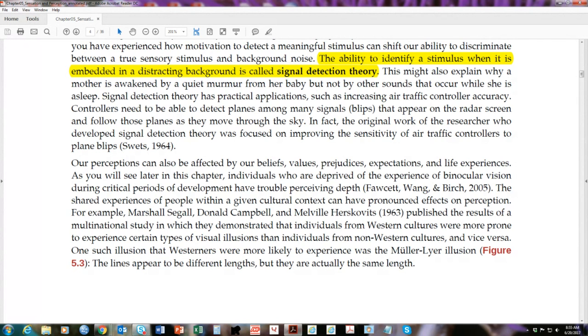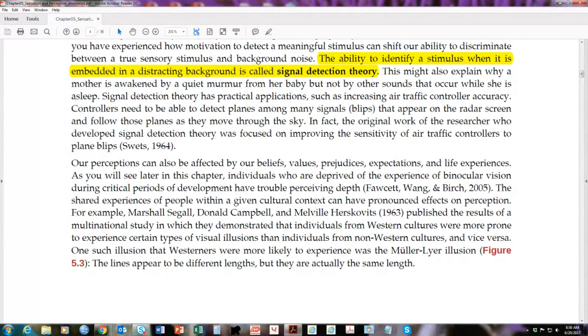All right, so if you say it's there when it's there, in signal detection theory, that's called a hit. If you say it's not there when it's there, it's a miss. If you say it is there when it's not there, it's called a false alarm. And if you say it's not there when it's not there, it's called a correct rejection. So there we have it, the proportion of hits, misses, false alarms, and correct rejections.